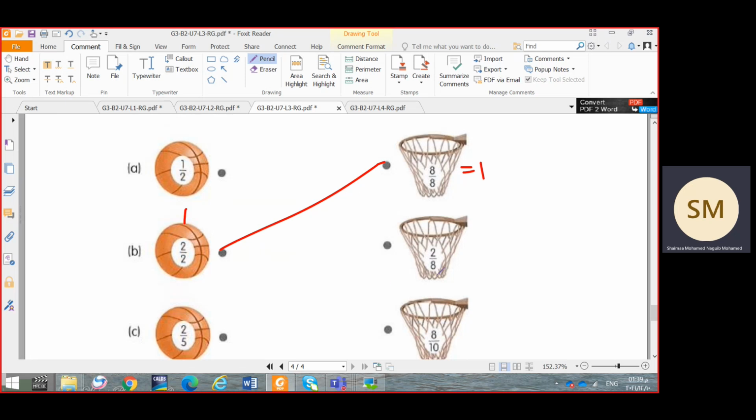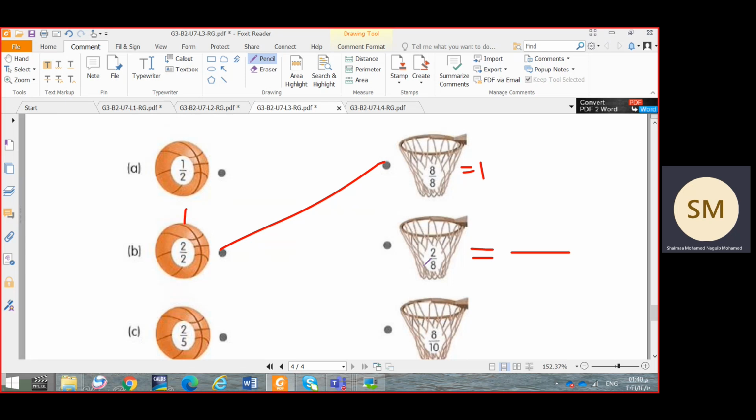Okay, what about this 2 over 8, miss? You told us that we do multiply, so we multiply on the small fraction? If I multiply by 2, this becomes 4 over 16, and there is no match here. Okay, this is another kind, but it will be simplified.